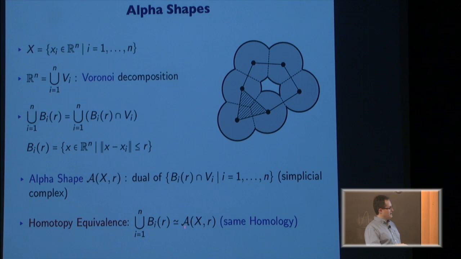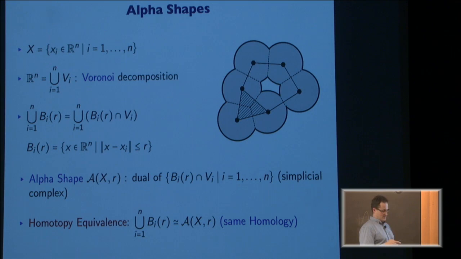So when you construct this, there are other ways you can construct complexes using growing balls by changing the radius of balls centered at your points, the Rips complex, for example. But in the case of the Rips complex, you don't get the correct homology. For alpha shapes, we do.